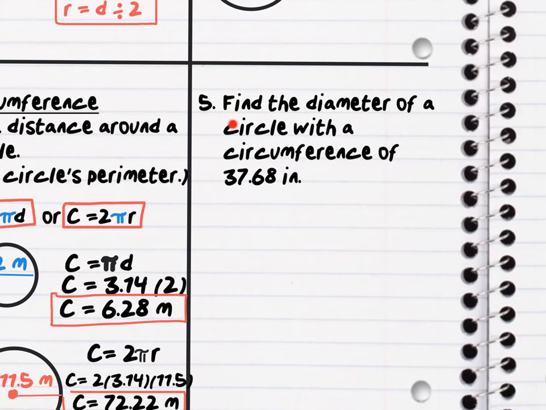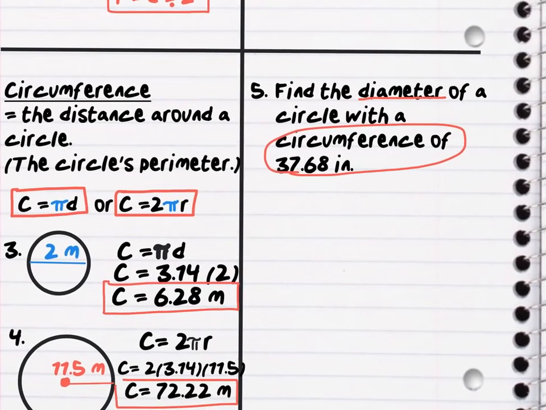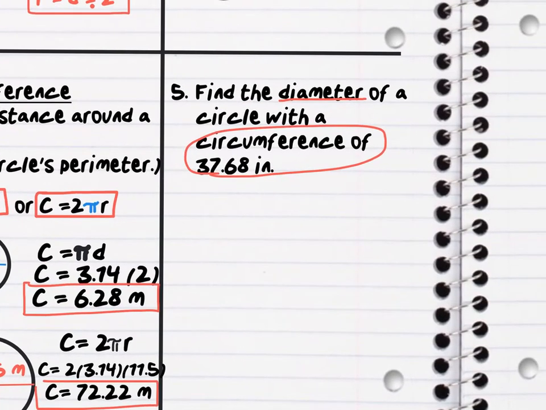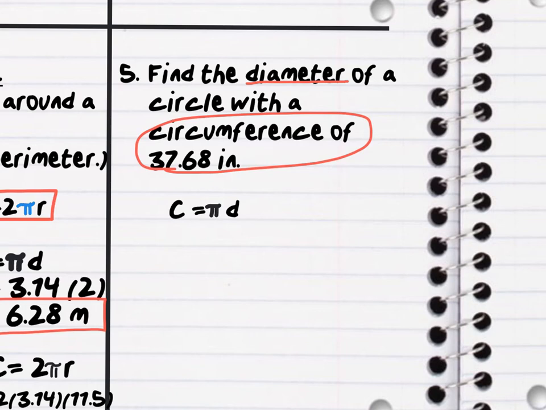The question says, find the diameter of a circle with a circumference of 37.68. Okay, so here we're looking for diameter. In fact, I'm going to underline that in red. This is what we're looking for, the diameter. What we know is that it has a circumference of 37.68. Okay, so we're going to be using the circumference formula. Since we are looking for the diameter, we're going to use this formula right here because that has circumference and the diameter in it. So let's write the formula first. C equals pi d.